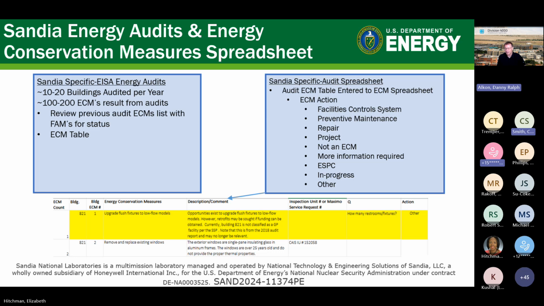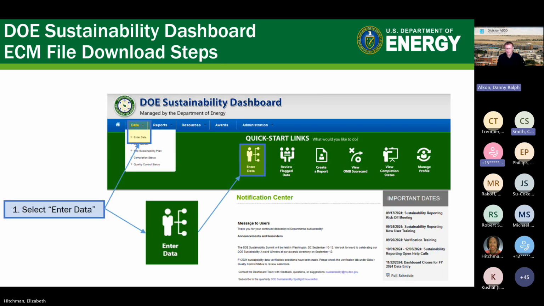Once this has been completed and we're ready to upload to the DOE dashboard, that's the next slide, please. So this is the process that we go through with the DOE dashboard. And since we have so many ECMs, we do the bulk upload, and that's what I'll be reviewing here. This is within the sustainability dashboard on the main page. You go to enter data. That's the first step. You could do that or click the icon here, and that will take you to the next slide, please.